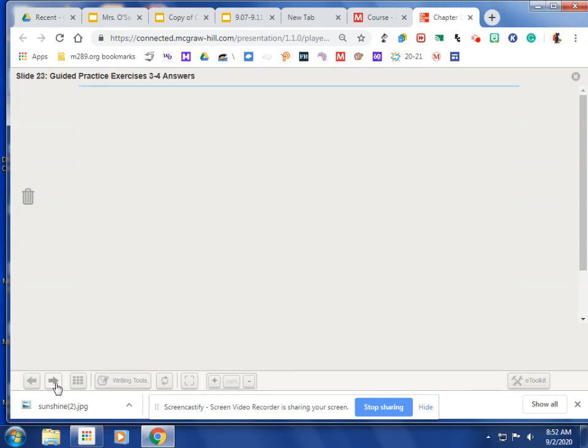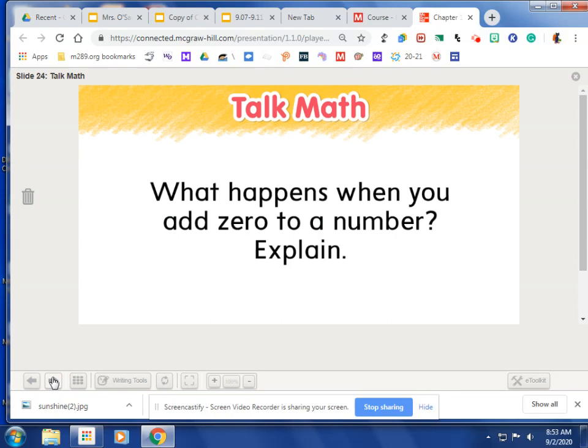Now the question that you need to think about is this. What happens when you add 0 to a number? And then you need to explain it. You can explain it to anybody in your house, a brother, a sister, mom, dad, grandma, grandpa. But what happens when you add 0 to a number? You can pause right here, tell somebody.